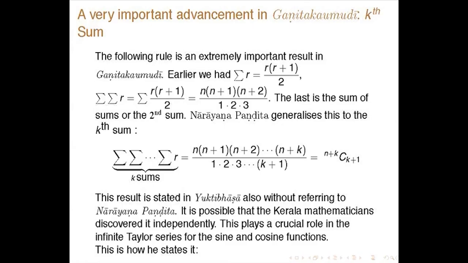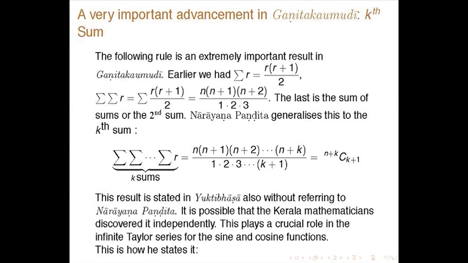Now, a very important advancement in Ganitakaumudi, I would like to talk about it. Earlier we had the sigma of r, sorry, this must be n into n plus 1 by 2. That is, when you sum from 1 to n, the sum of the first n integers is n into n plus 1 by 2, then the sum of sums. If you sum this once, then it will be n into n plus 1 by 2. Now, sum this from r equal to 1 to n. So, that is n into n plus 1 into n plus 2 by 1 into 2 into 3. This is given by earlier mathematicians, the sum of these sums, the second sum.